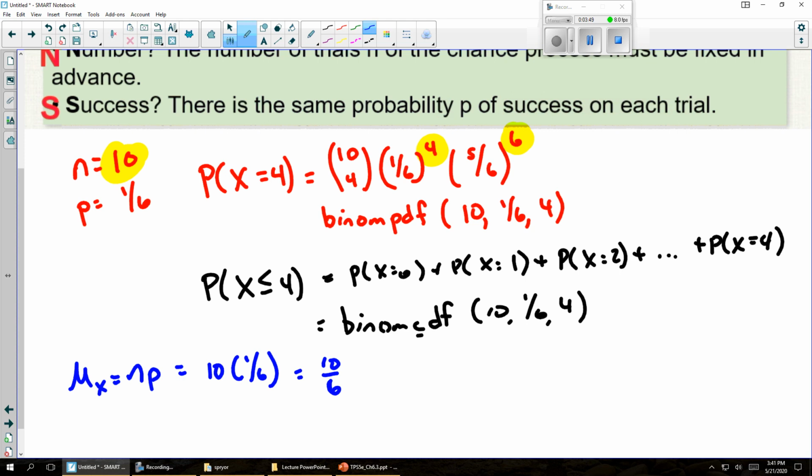Here's what that means. I get all the students, all of you roll a fair die 10 times, and you count how many 3s you got. This number will be the average for a very, very large group of people rolling this die.